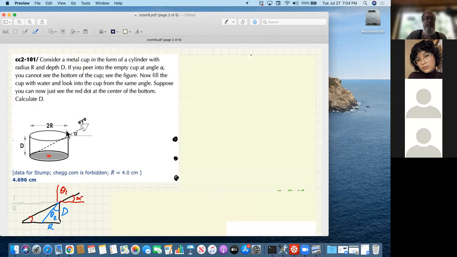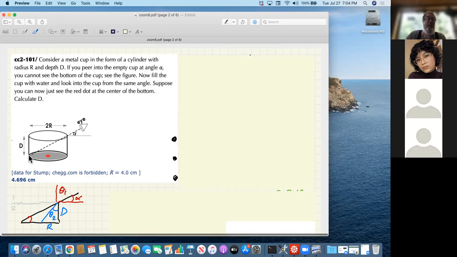There's a metal cup, which is in the form of a cylinder with radius r, or diameter 2r, and depth d. And your eye is located here, where you can just see the far edge of the lower side of the cup. But you can't see, for example, the center of the cup, because light coming from the center of the cup would go up in this direction, and that would not go into your eye.